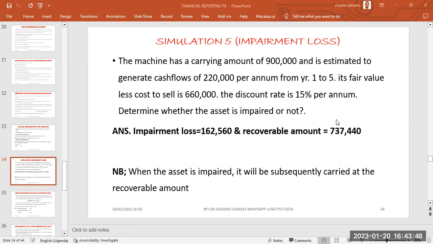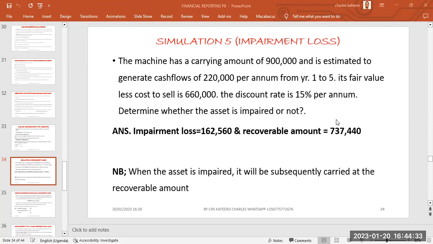So if you want to know the impairment loss, whether the asset has been impaired, you compare two things. You compare the carrying amount of the asset, and you also compare the recoverable amount. And we said the recoverable amount is the higher of the fair value less cost to sell and the value in use. So we can now try to look at the question and we see what the question wants us to get.